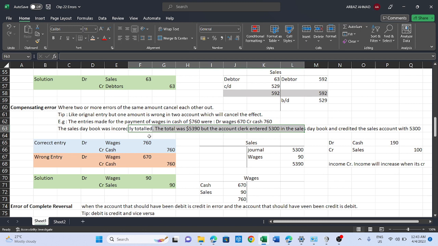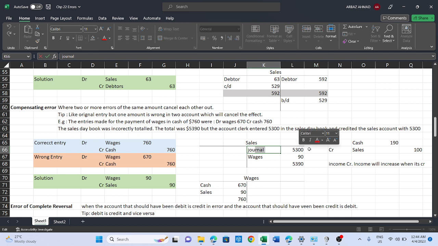So while we are transferring the amount from the sales journal to the ledger, we mistakenly overlooked 90 ringgit. So now we are going to credit 90 ringgit in order to balance it. If you want to see it in the account format, this is what we transferred from the journal, and now we are going to top up 90 in order to make it the correct amount.